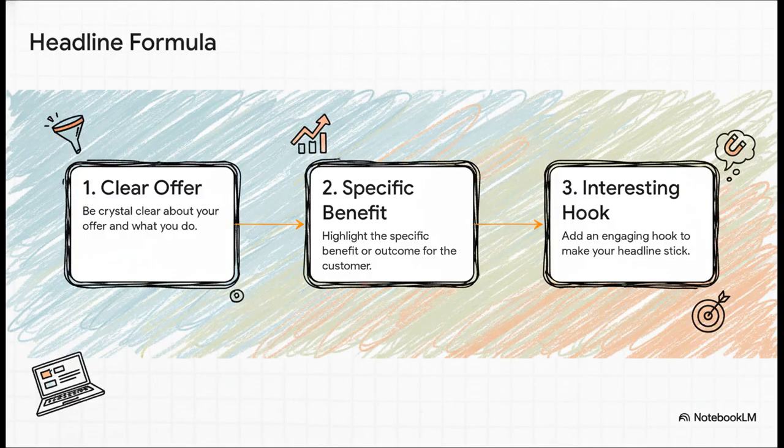The good news is, you don't need to be some kind of copywriting genius to nail this. Just follow this simple, powerful formula. One, be super clear about what you're offering. Two, spell out the specific benefit for the customer. How does it make their life better? And three, add a little hook, something that makes it memorable.